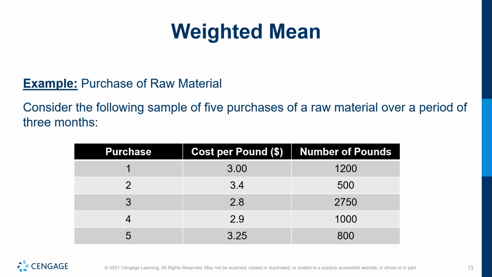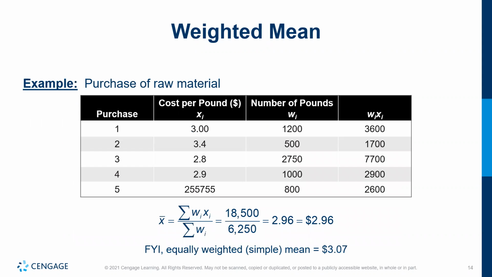All right. So here's our weighted mean. Consider the following sample: 5 purchases of raw material over a period of 3 months. So we have our cost per pound and the number of pounds. So to find the weighted average, we would just take the cost, which is our value of X, the number of pounds, which is our weight, multiply those, so that's W times X. Then we take the sum of W times X, which is all of these, divided by the sum of our weights, which is the sum of those, and that gives us a weighted mean. So that helps us say that our sample mean is $2.96 cost per pound.